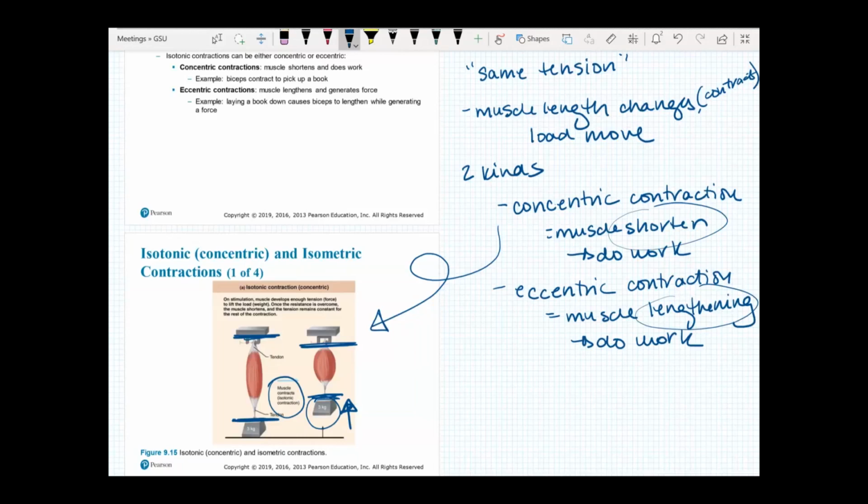That's concentric. When you go to put it down, you are lengthening the muscles of your arm. You're still doing work. There's still force, but it's an eccentric contraction.